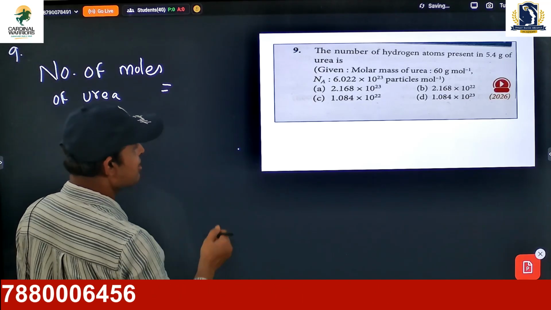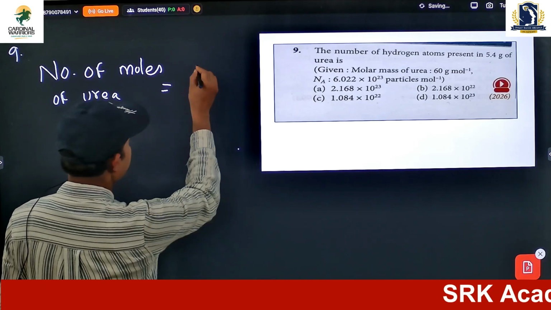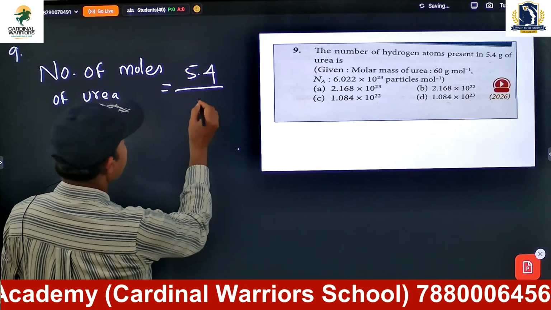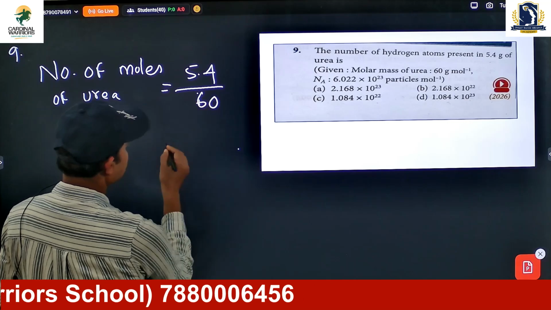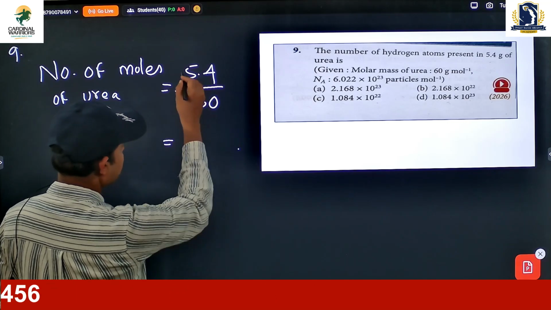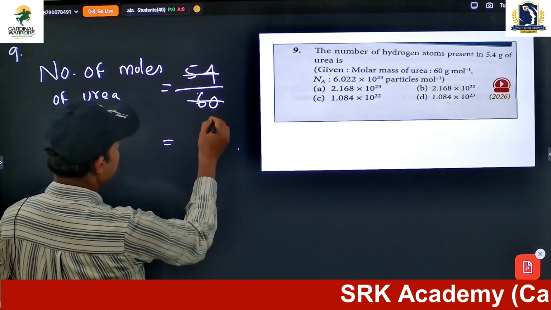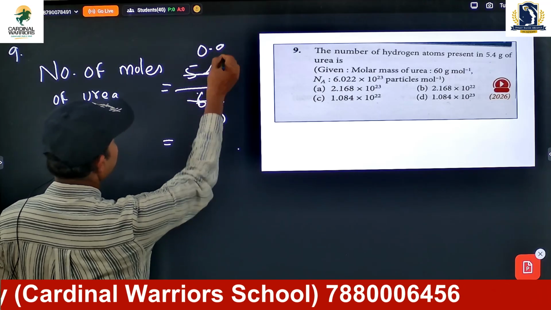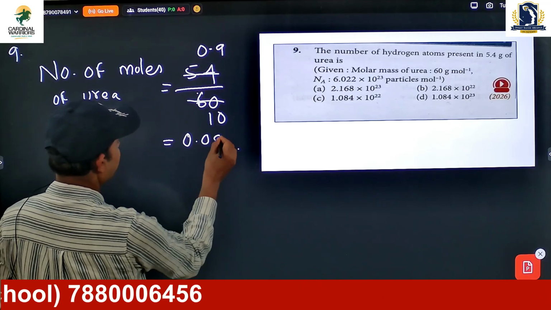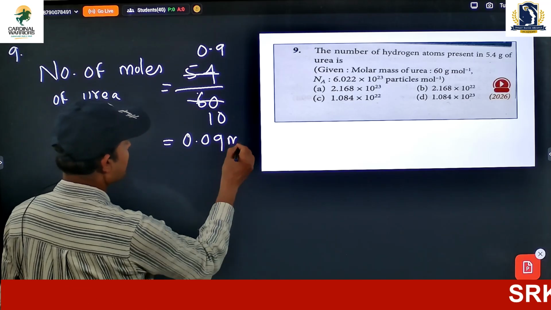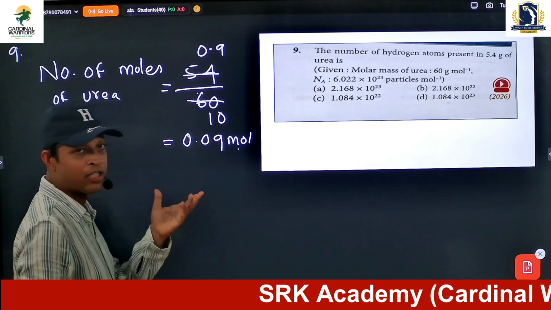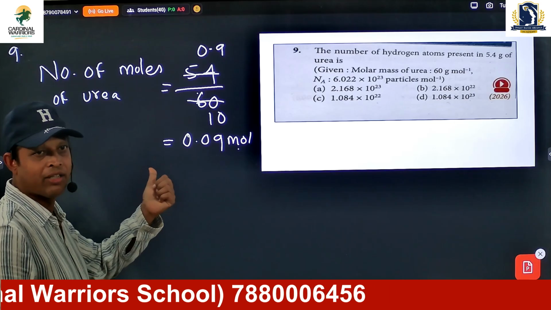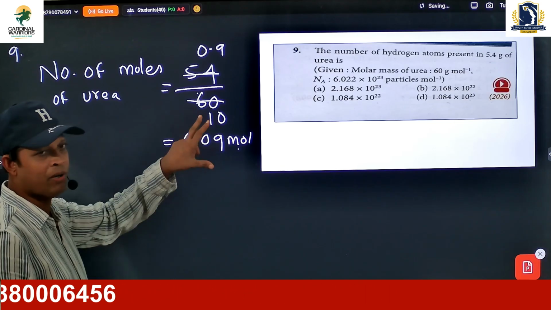Given mass is 5.4 divided by the molecular mass of urea, which is 60. So this is 5.4 upon 60, that is 0.09 mole. Understood? To find the number of moles, given mass upon molecular mass.